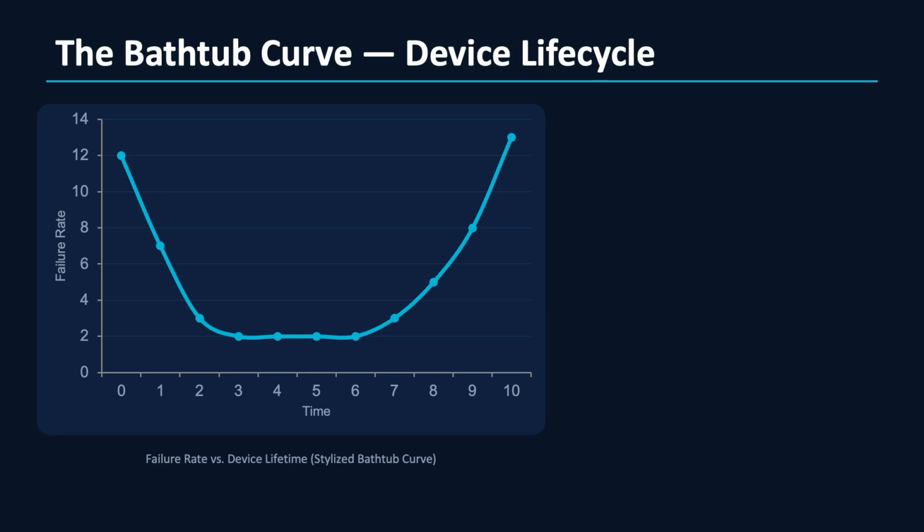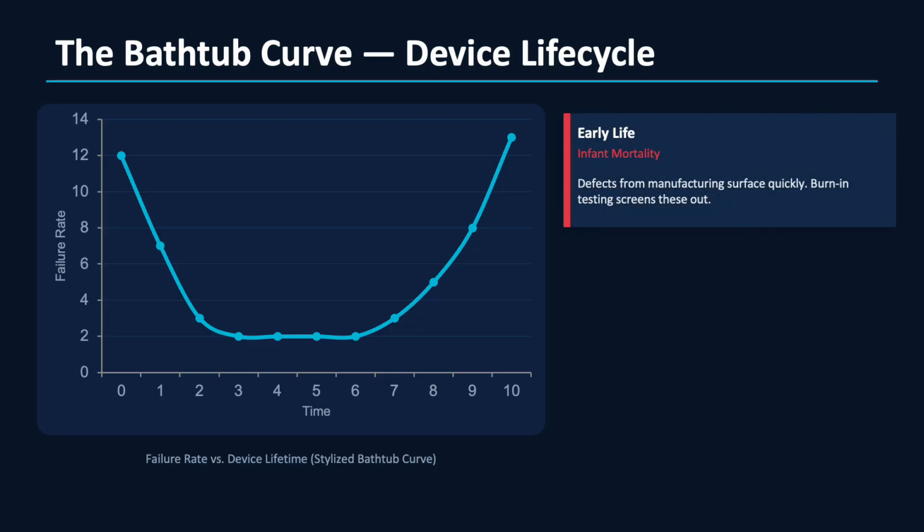From reliability perspective, device life cycle can be best explained by a bathtub curve, where the life cycle is divided mainly into three phases: early life or infant mortality, useful life or random failure phase, and wear out or aging phase. Early phase is the phase when the defects from manufacturing start to surface quickly. Burn-in is usually the best way to screen this out.